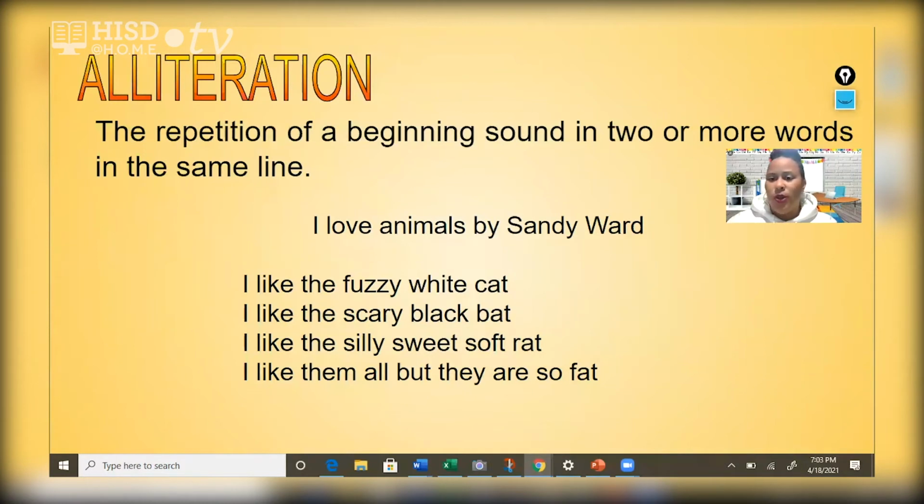What sound did you hear again and again in that line? Listen. Tony the tiger was terrified and tired. In that line, you heard the t sound repeated again and again. Alliteration is when you hear the same sound in two or more words in the same line. We will be looking for alliteration in our poems today.